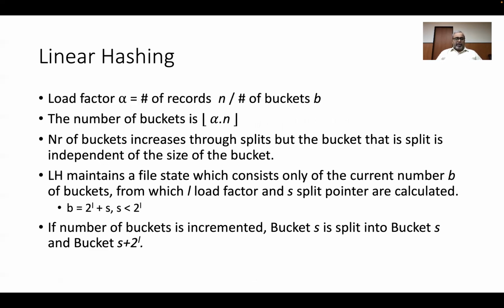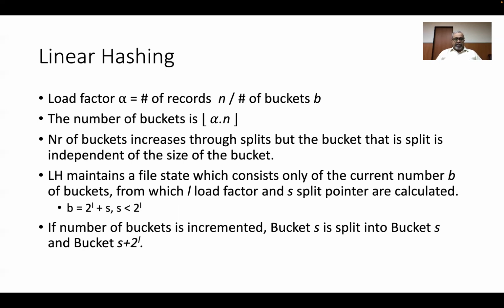The load factor, alpha, is the number of records, n, over the number of buckets. The number of buckets is calculated by the floor of alpha and n. The number of buckets increases through splits, but the bucket that is split is independent of the size of the bucket. LH maintains a file state which consists only of the current number B of buckets, from which the load factor L and split pointer S are calculated. For instance, B is equal to 2 to the power L plus S.